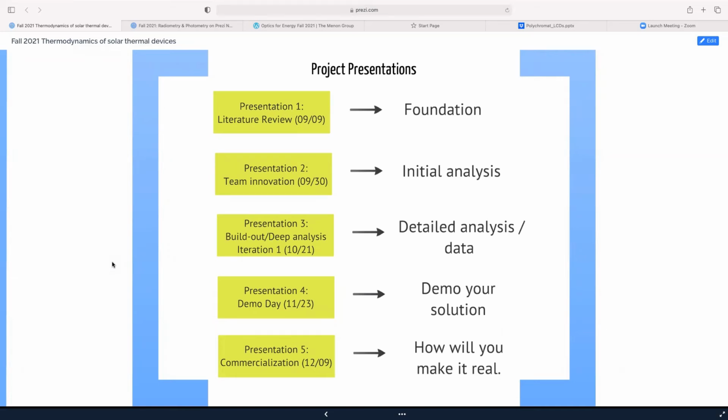Then right after fall break, you're going to do a little bit deeper analysis, like simulations, maybe you'll build something, whatever. And then Thanksgiving week, you have a demo day. Now the demo day is kind of in quotations because you may not actually build something, which is fine. Demo your solutions, can be simulations, whatever, wire grid models. And finally, commercialization. We'll talk a lot more about this right after fall break.